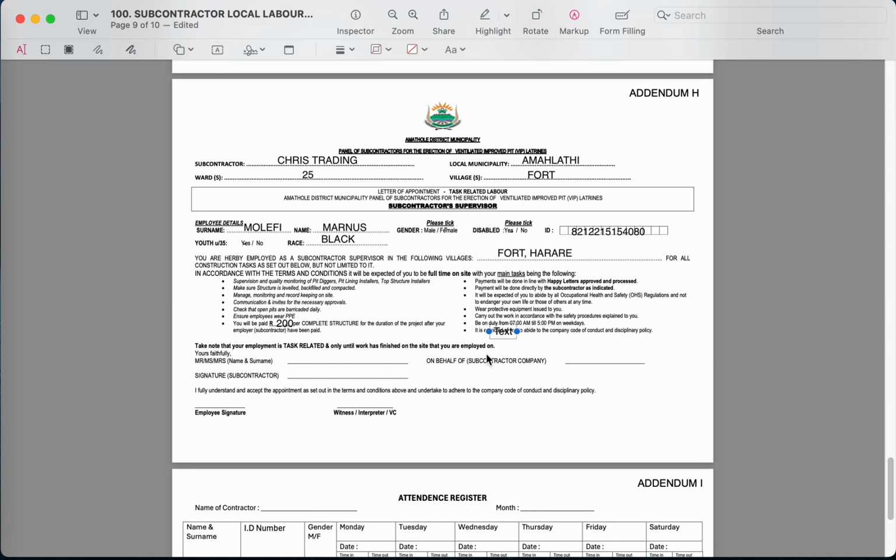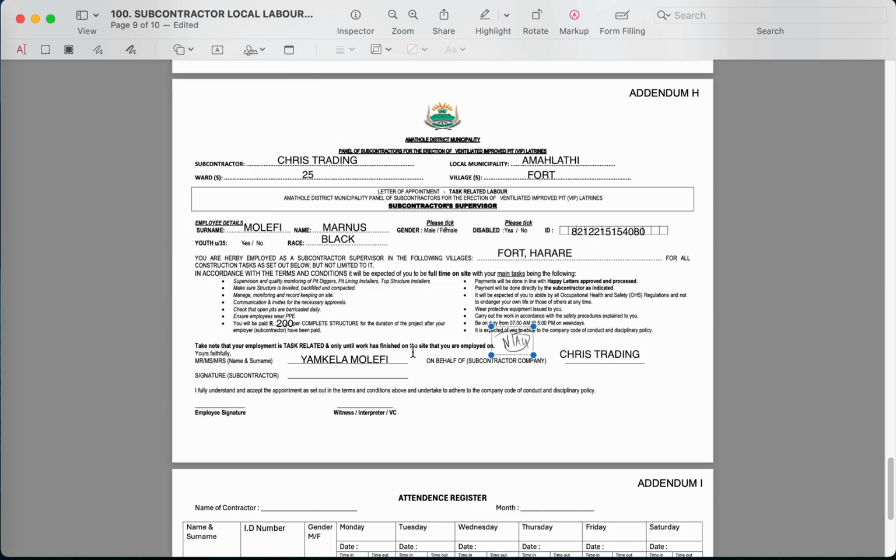When you are done with that part, you come here. This is the part where the contractor himself signs. As a contractor, Yamkela Mulifi is the name of the director who is actually doing all the work. This is Chris Trading, because as stated here, this is the subcontractor company name.